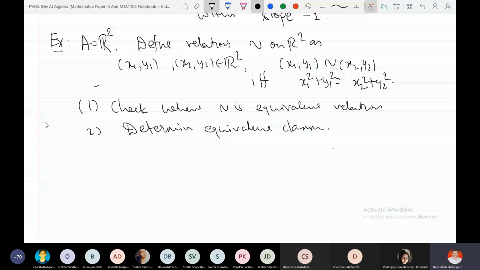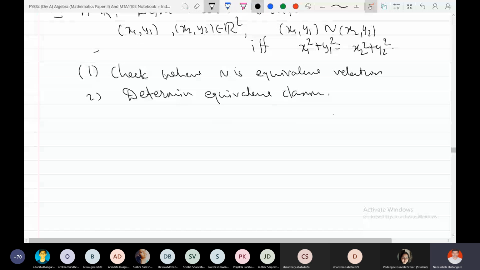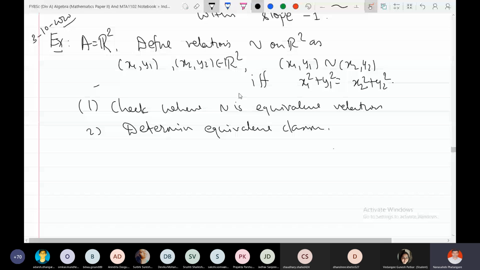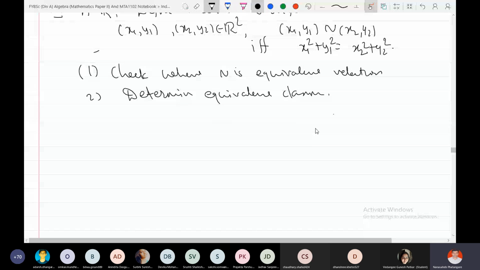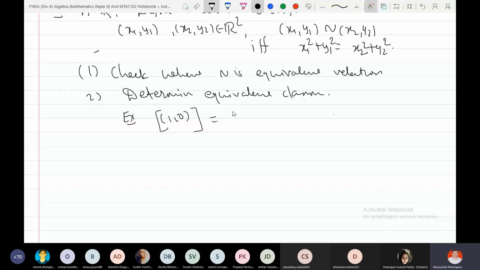From this problem, you check that this is an equivalence relation, that is clear, right? Because checking equivalence relation is not a difficult job. To determine equivalence classes, what are the equivalence classes? For example, you choose any point (1, 0). The equivalence class of (1, 0), what is it? Those points which are related to (1, 0), right?